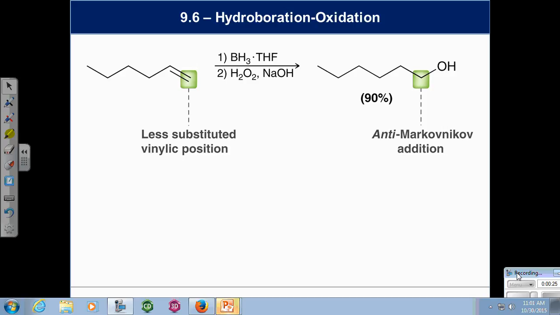So on Wednesday, we started looking at this world-class Nobel Prize-winning stuff by adding BH3 or adding boron to an alkene. And it is not particularly easy. We've done the more straightforward part. We'll now do the difficult second part, which is the oxidation, and see how this goes.